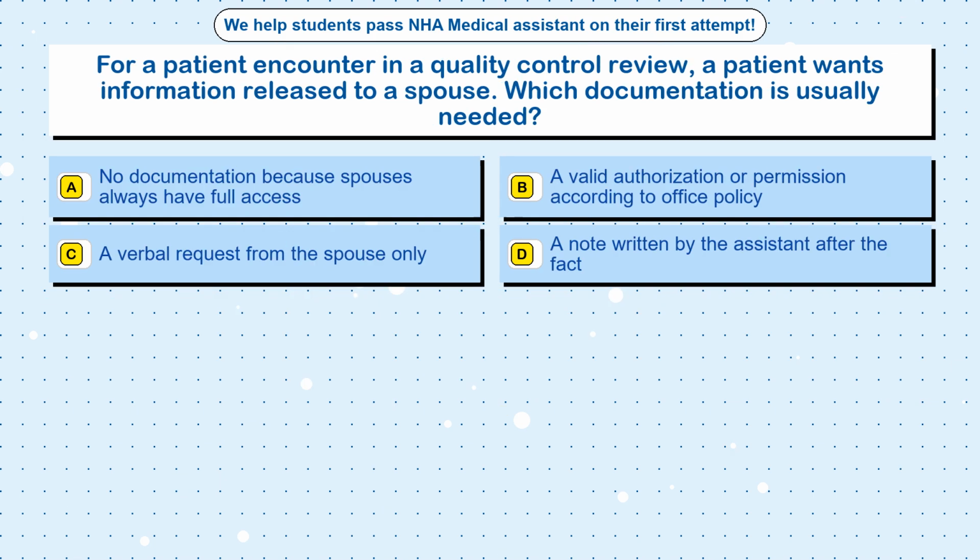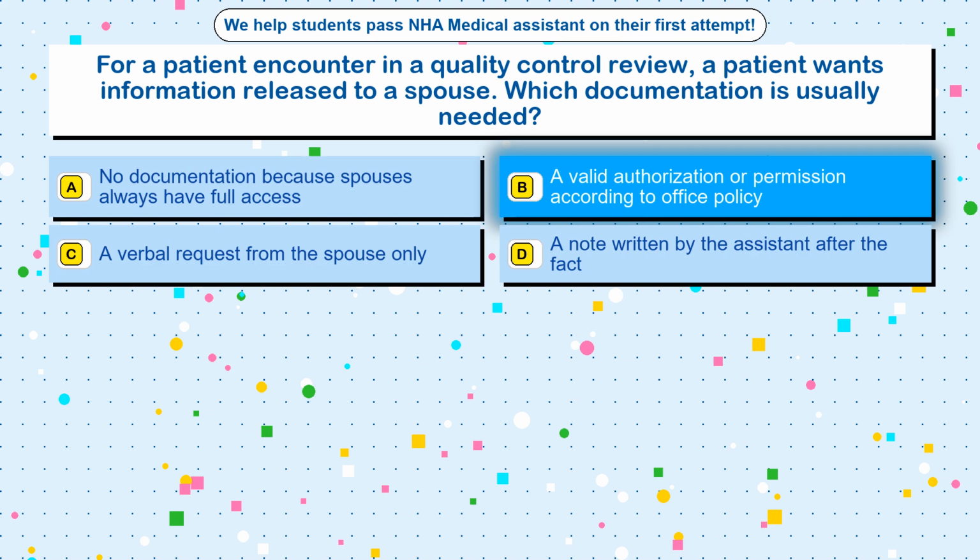Question 72. For a patient encounter in a quality control review, a patient wants information released to a spouse. Which documentation is usually needed? Option A. No documentation because spouses always have full access. Option B. A valid authorization or permission according to office policy. Option C. A verbal request from the spouse only. Option D. A note written by the assistant after the fact.